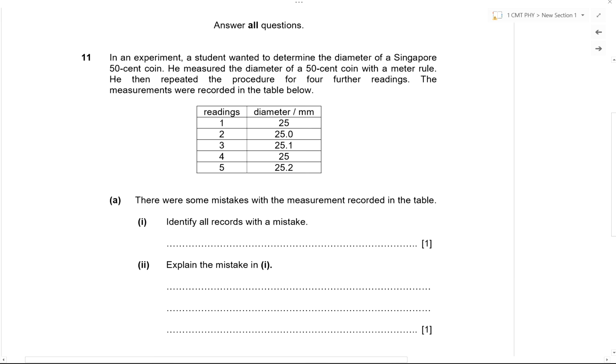A student wanted to determine the diameter of a Singapore 50 cent coin. Everybody saw a 50 cent coin before. You want to determine the diameter. This person used a meter rule to measure it. Is it a good idea to use a meter rule? Why not? Not precise. What if my ruler has a very high precision? Let's say it's got very high precision, then cannot. If you have a coin and you pick out your ruler, are you going to tell where is the diameter? Why not?